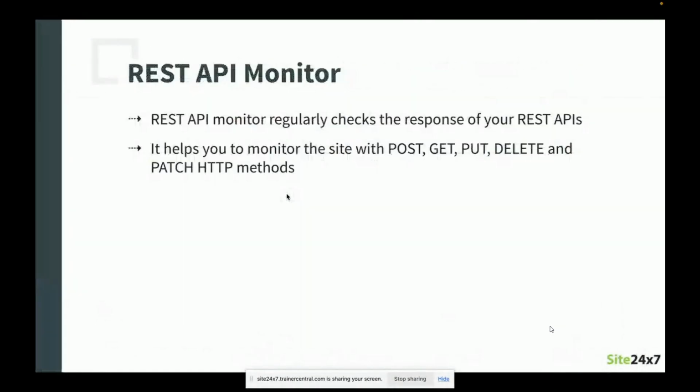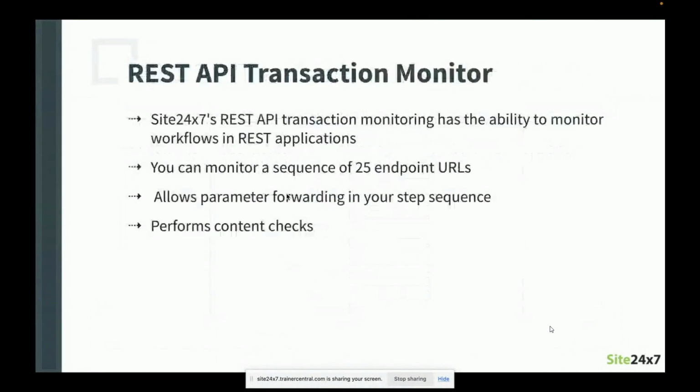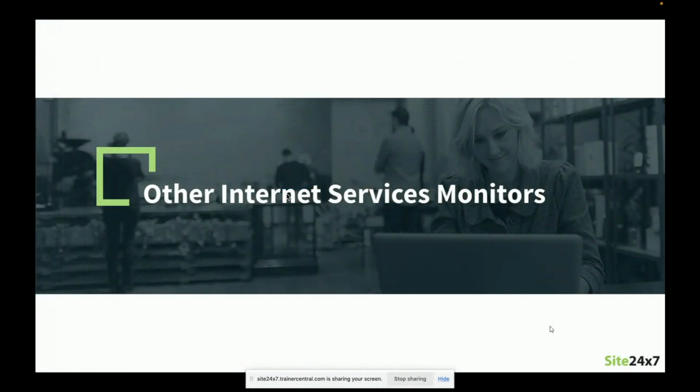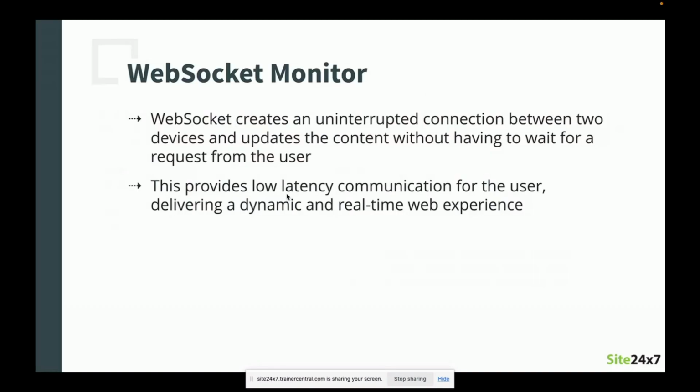Now let's move on to other internet services monitor. So we support 15 such internet services monitors. So starting with the WebSocket monitor. So we monitor your WebSocket endpoints and identify the service interruptions, basically like ping pong monitoring. So we ping and check if it is reachable. If we get a response, then the monitor is up. So this pretty much tells you whether there is any service disruption or unusual spike in your response time.